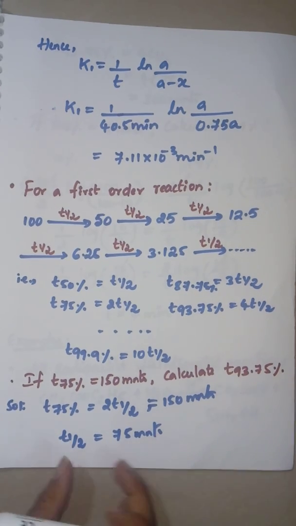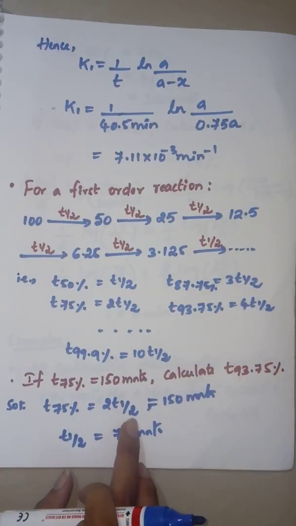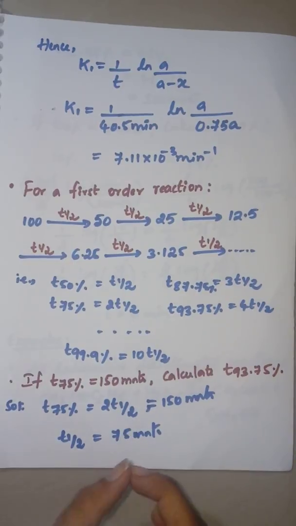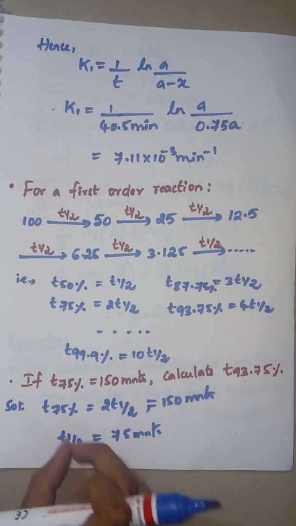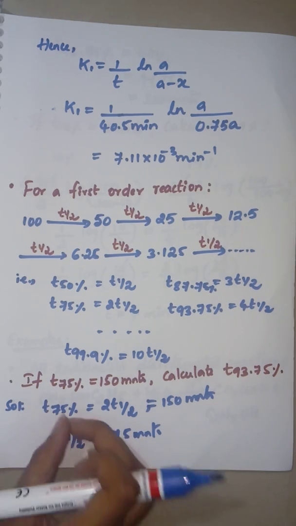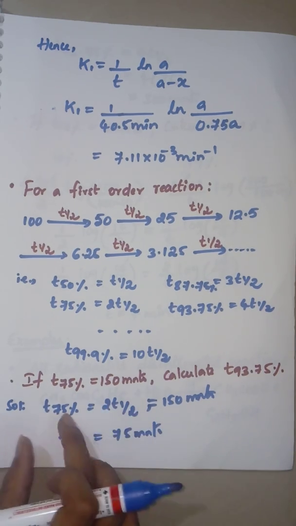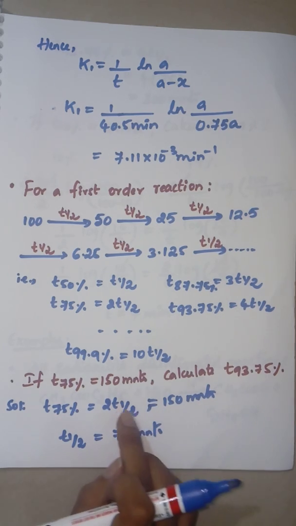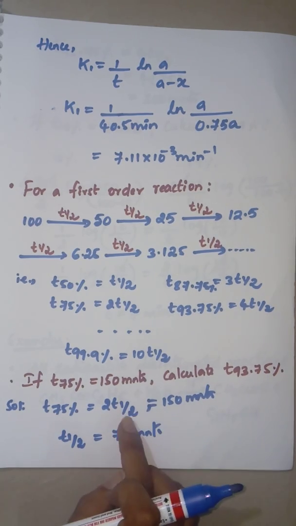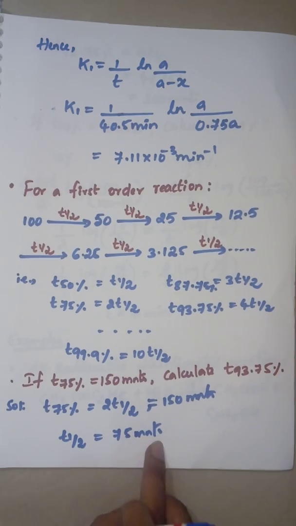Now how do you do that? If you know this thing, you can easily solve it. So t 75%, we know it is 2 t halves. Okay, two half lives are required to decompose this much percent of the reactant. So 2 t halves, and it is given as 150 minutes. So if 2 t halves is 150 minutes, then what is half life? t half is 75 minutes.